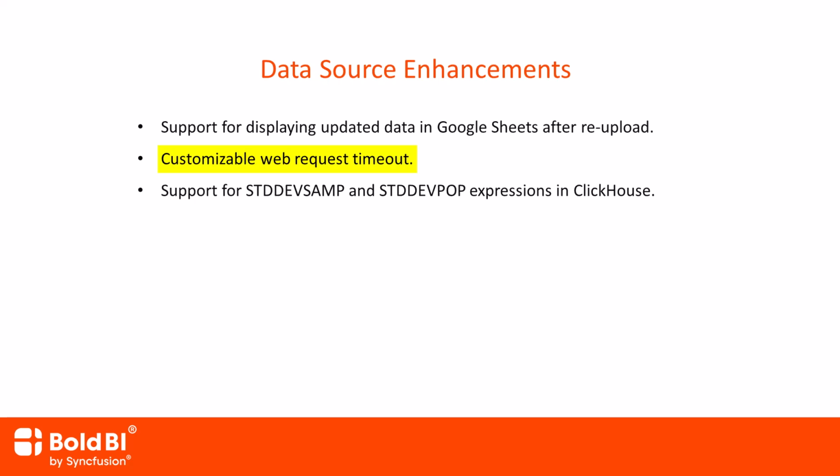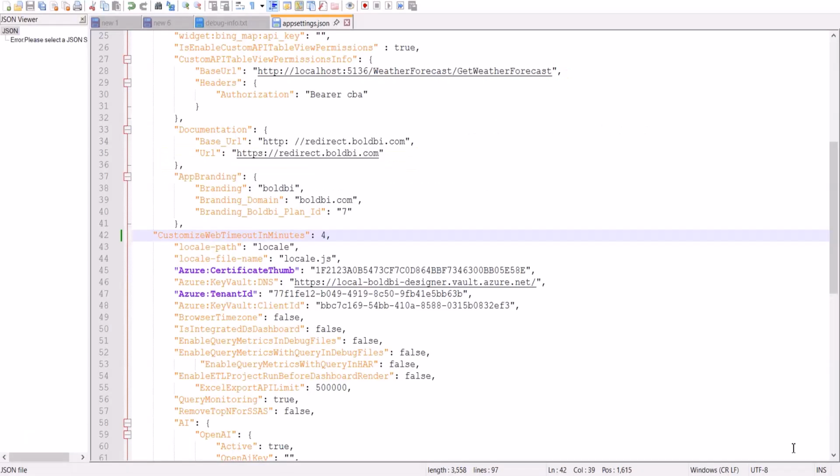Next is the customizable web request timeout support. Bold BI now offers an option to increase the time before a web request timeout, providing more flexibility for handling longer data retrieval processes. To demonstrate, I implemented the Customize Web Timeout in Minutes API in the appsettings.json file and set the value to 4 minutes.